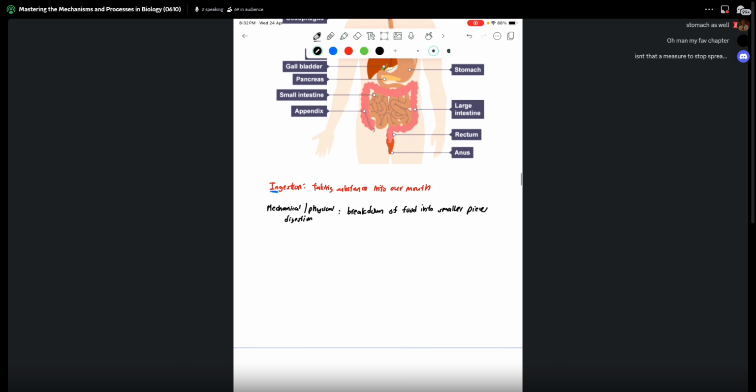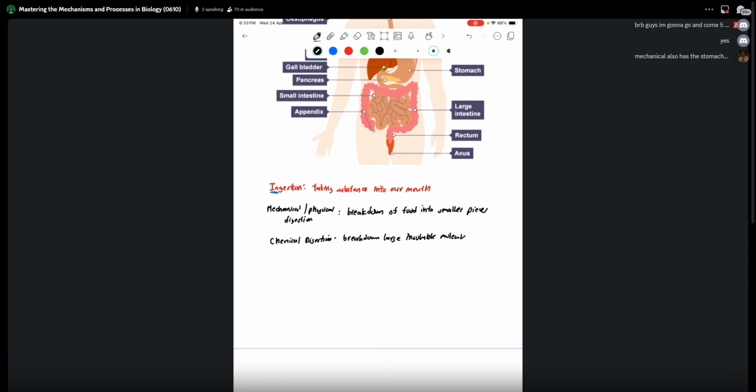Okay. Now, chemical digestion. This is the part where we use enzymes. We use bile, so we break down large, insoluble molecules to small and soluble.